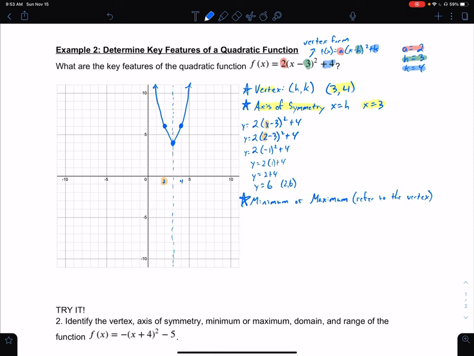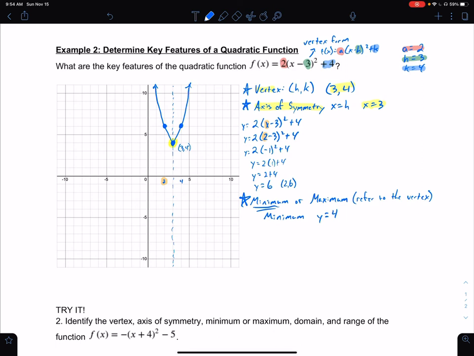And we want to ask ourselves, is that vertex the lowest point on our graph, or is it the highest point? All right. So in this parabola, this vertex right here is the lowest point on my parabola. So that tells me that I'm going to have a minimum. And the minimum is going to be y equals something. I'm just going to take the y coordinate of the vertex, which in this case we have 3, 4. So we're going to say that the minimum is y equals 4.